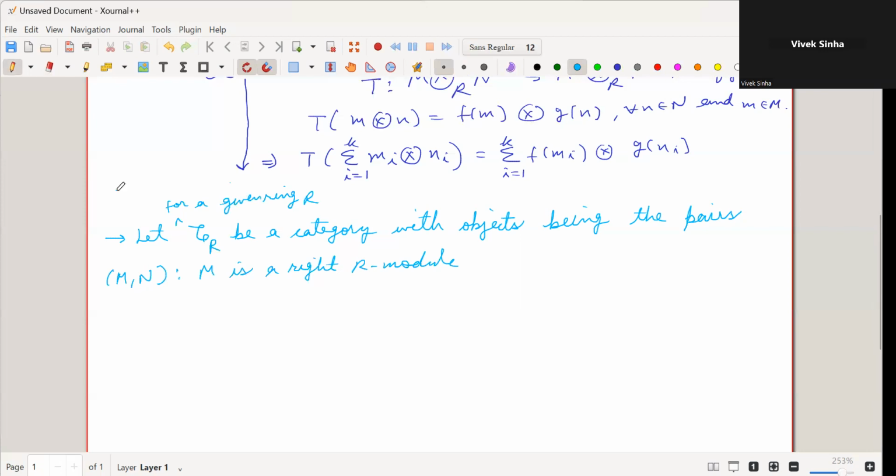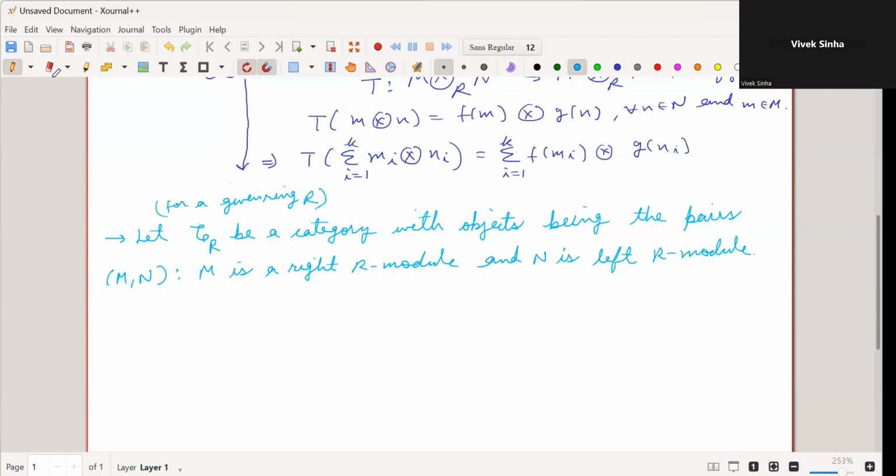Such that the objects are the tuples M comma N, where M is any right R module and N is a left R module. So it is a collection of all tuples. One is a right module and another is a left module with respect to the ring R.